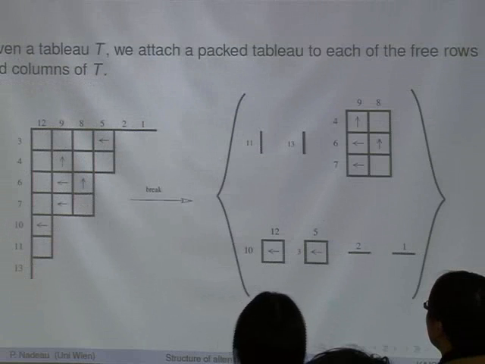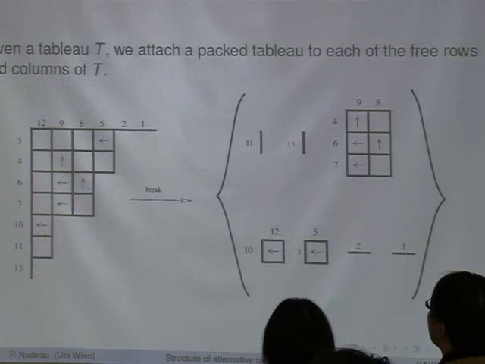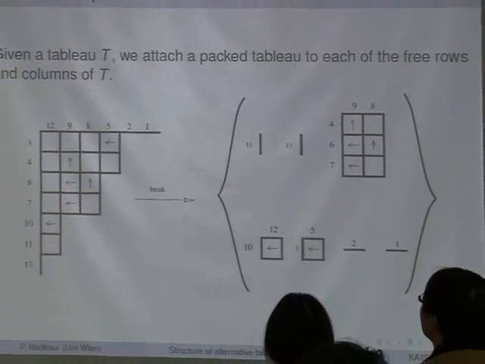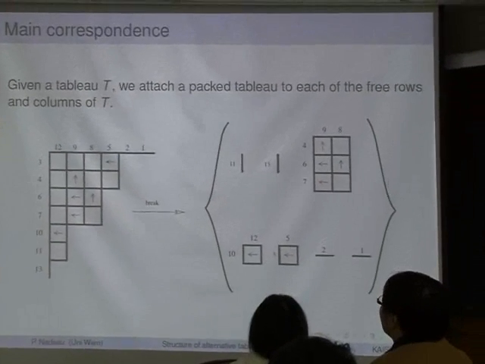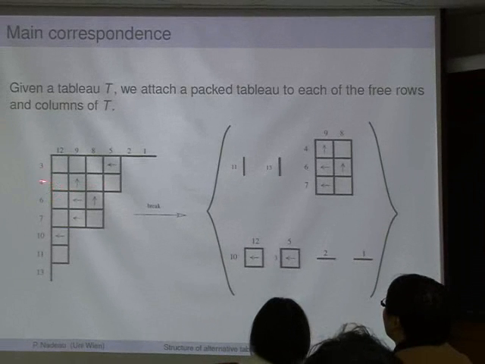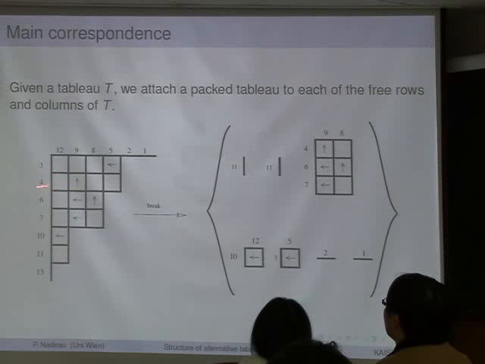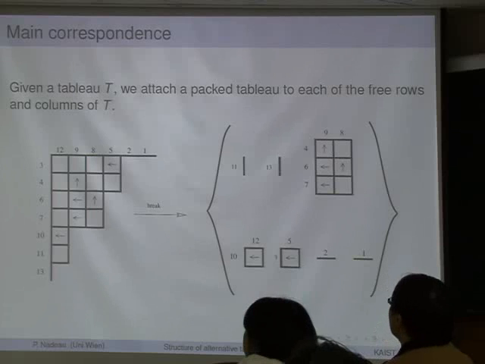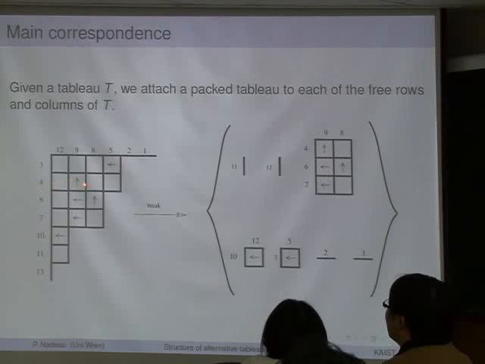So how does it work? For each free row, I will define a packed tableau. It's quite easy. Free row means no left arrow in it. So the recipe is the following. You take this free row and you look, are there arrows in it? If there are no arrows, you will define the packed tableau as just this free row, in fact. So a very reduced tableau with just one empty row like this.